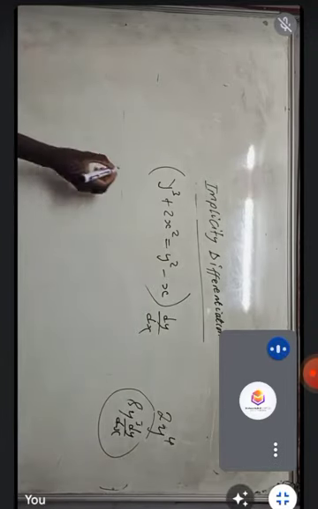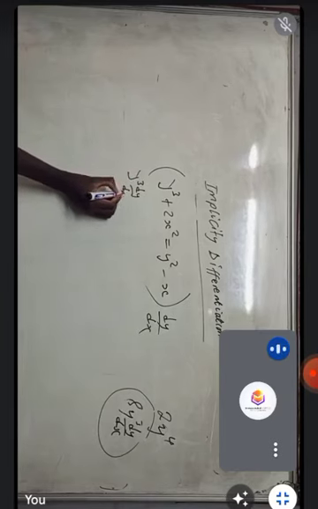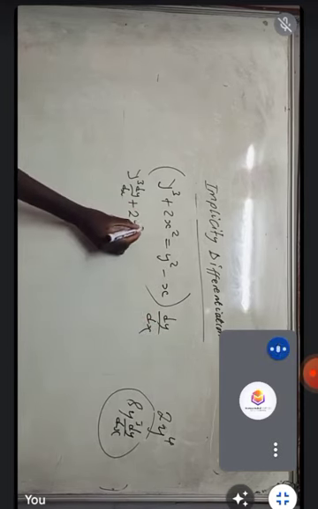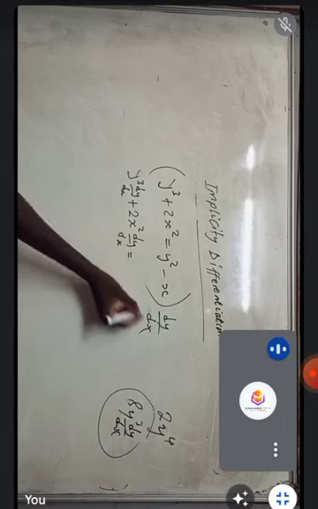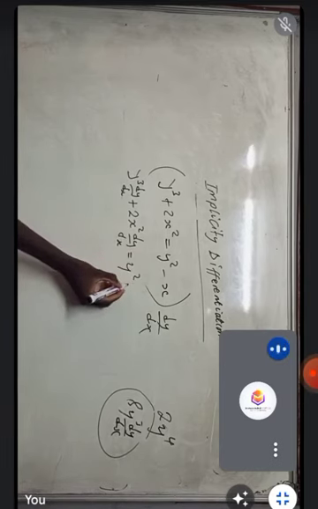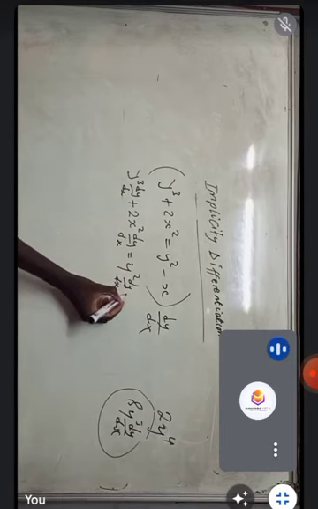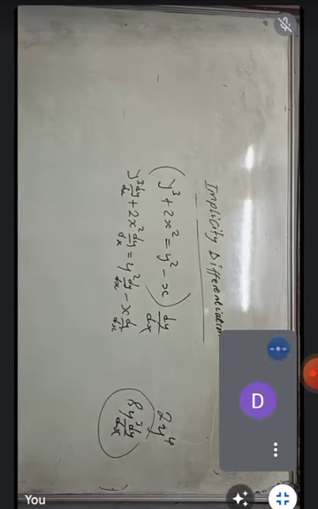So we have y to the power 3, then dy/dx, then plus 2x squared, then dy/dx, equal to y squared dy/dx, and x dy/dx.